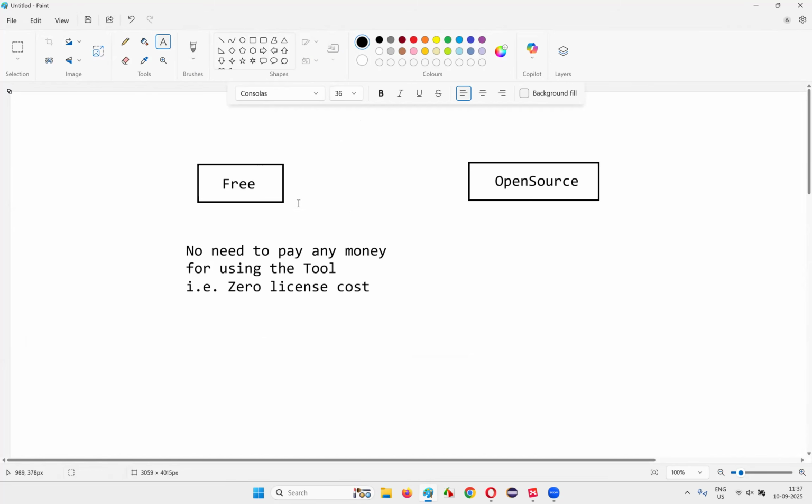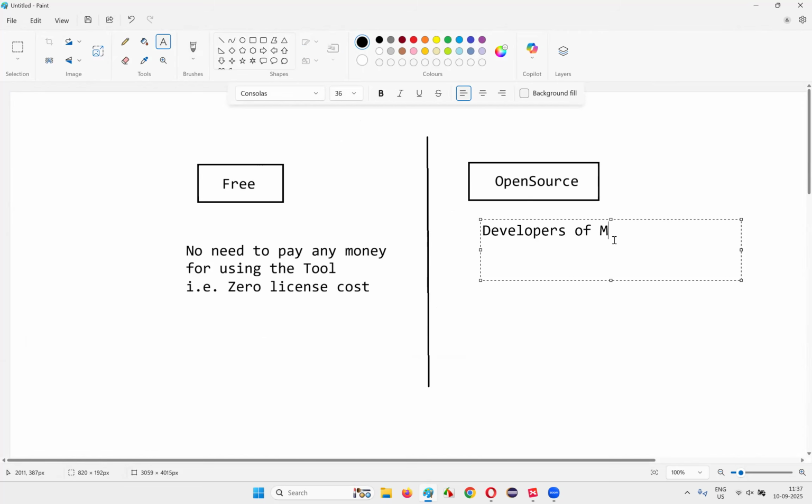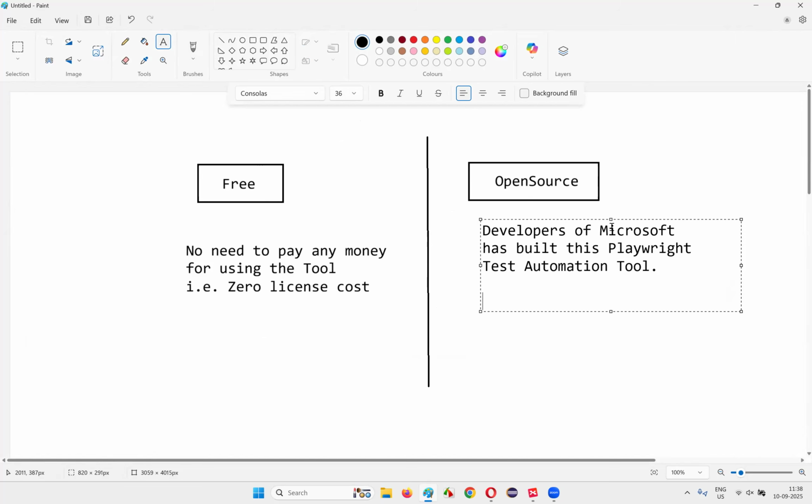But what exactly is open source? Are free and open source the same? The answer is no, guys. Free and open source are not the same. They are different. Open source means the developers, you see, Playwright is from which company? Microsoft. Developers of Microsoft have built this Playwright test automation tool. Whatever code was written by the developers of Microsoft while building this Playwright test automation tool, the code is kept open for the public.